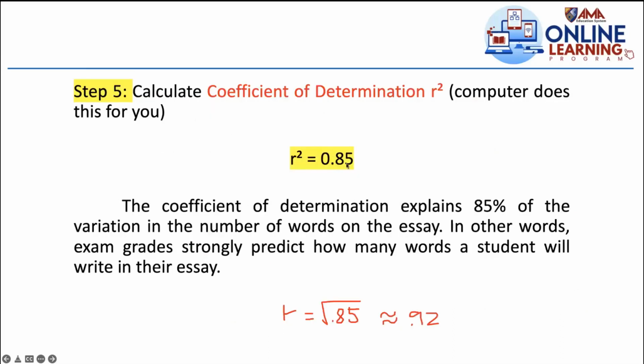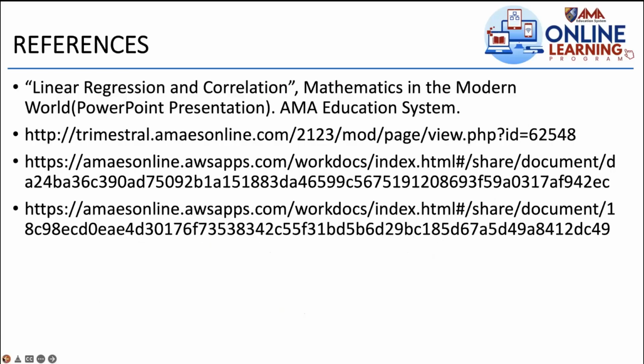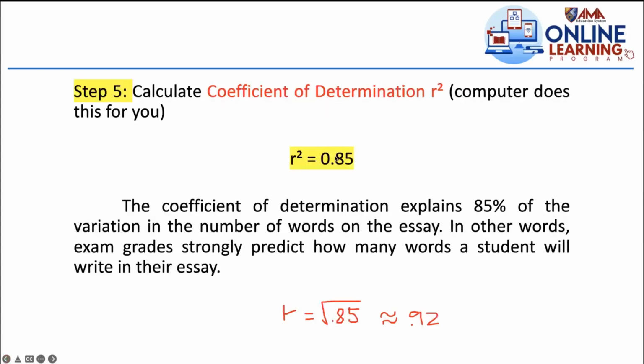So now, as I mentioned, this is the coefficient of determination. Now, the coefficient of determination explains 85%, okay, 85% of the variation in the number of words on the essay. So meaning the coefficient of determination determines the variation in the values of your Y. Remember, words on essay is in general the values of Y. In other words, exam grades, that's the X, strongly predict how many words a student will write in their essay. So the X values strongly predict the Y values. That's what the R squared, the coefficient of determination, tells you.